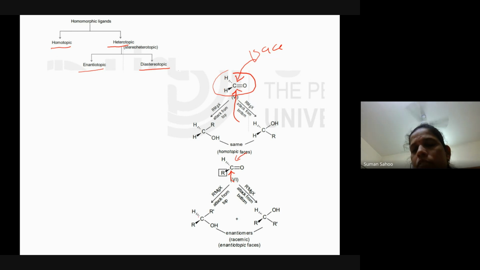Although it gives an equal ratio of enantiomers that results in a racemic mixture, we can say that these faces are enantiotopic faces, as they give you enantiomers. So we have enantiotopic or diastereotopic ligands, and these are your faces. Face means the site of your reaction, whether it is attacking from the top face or from the bottom face.